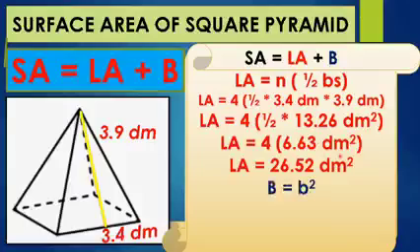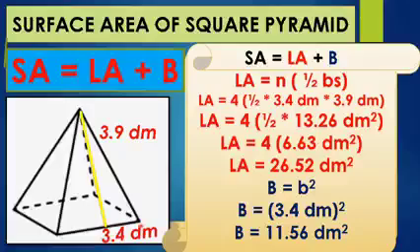For the base, again, in square pyramid, base is square, so therefore the area of a square is simply finding the square of the side. Okay, that is b squared. Substitute, b is equal to 3.4 dm, and 3.4 times 3.4, the answer is 11.56 dm squared.